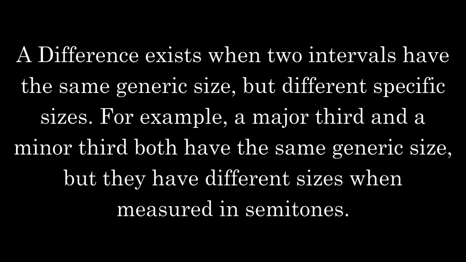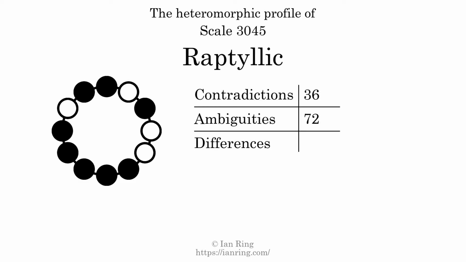A difference exists when 2 intervals have the same generic size, but different specific sizes. For example, a major third and a minor third both have the same generic size, but they have different sizes when measured in semitones. The number of differences in this scale is 151.